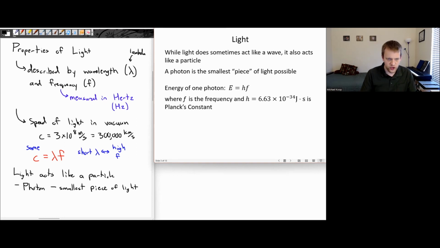So if we go back to this earlier pattern here, we said that short wavelength light has a high frequency. And now we know that the high frequency light has a high energy, so high energy per photon.